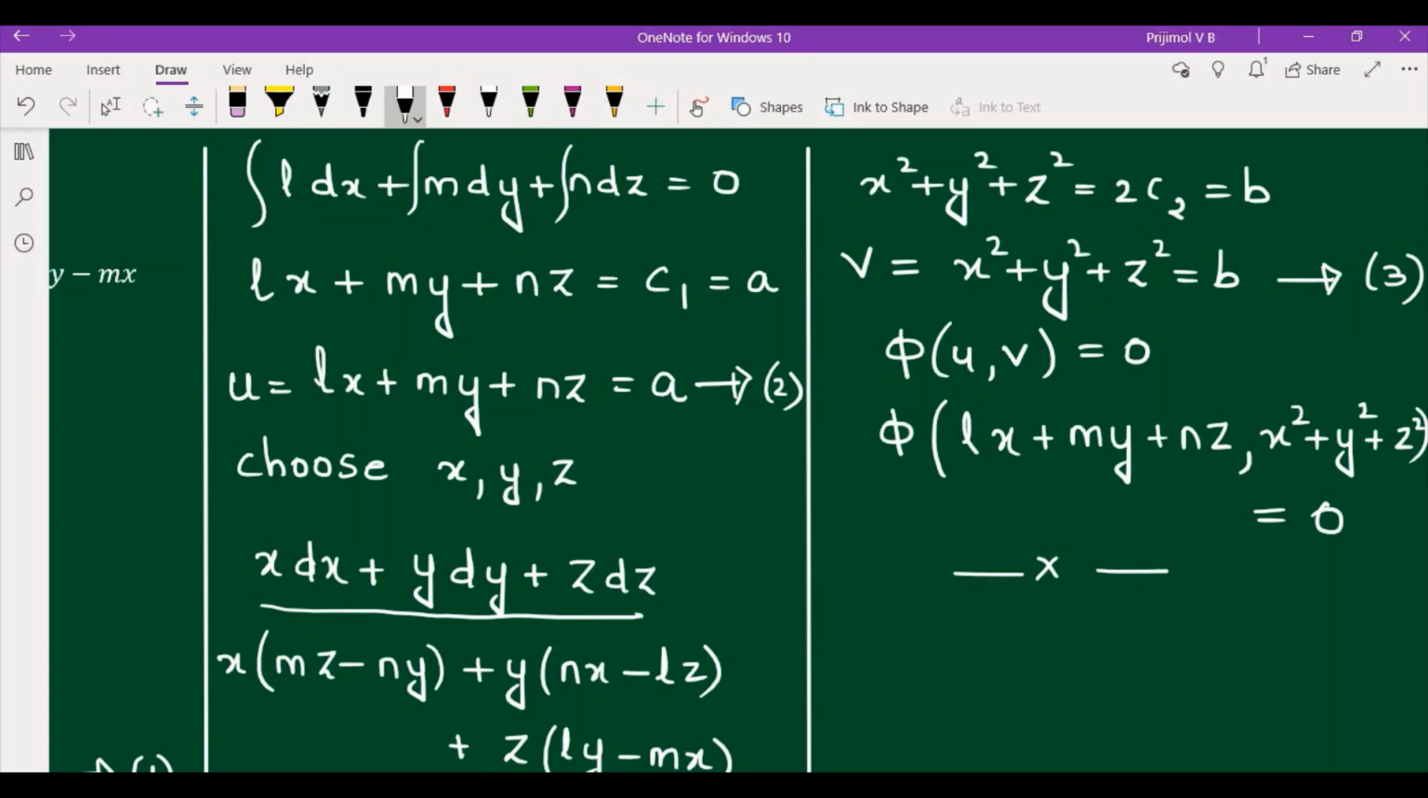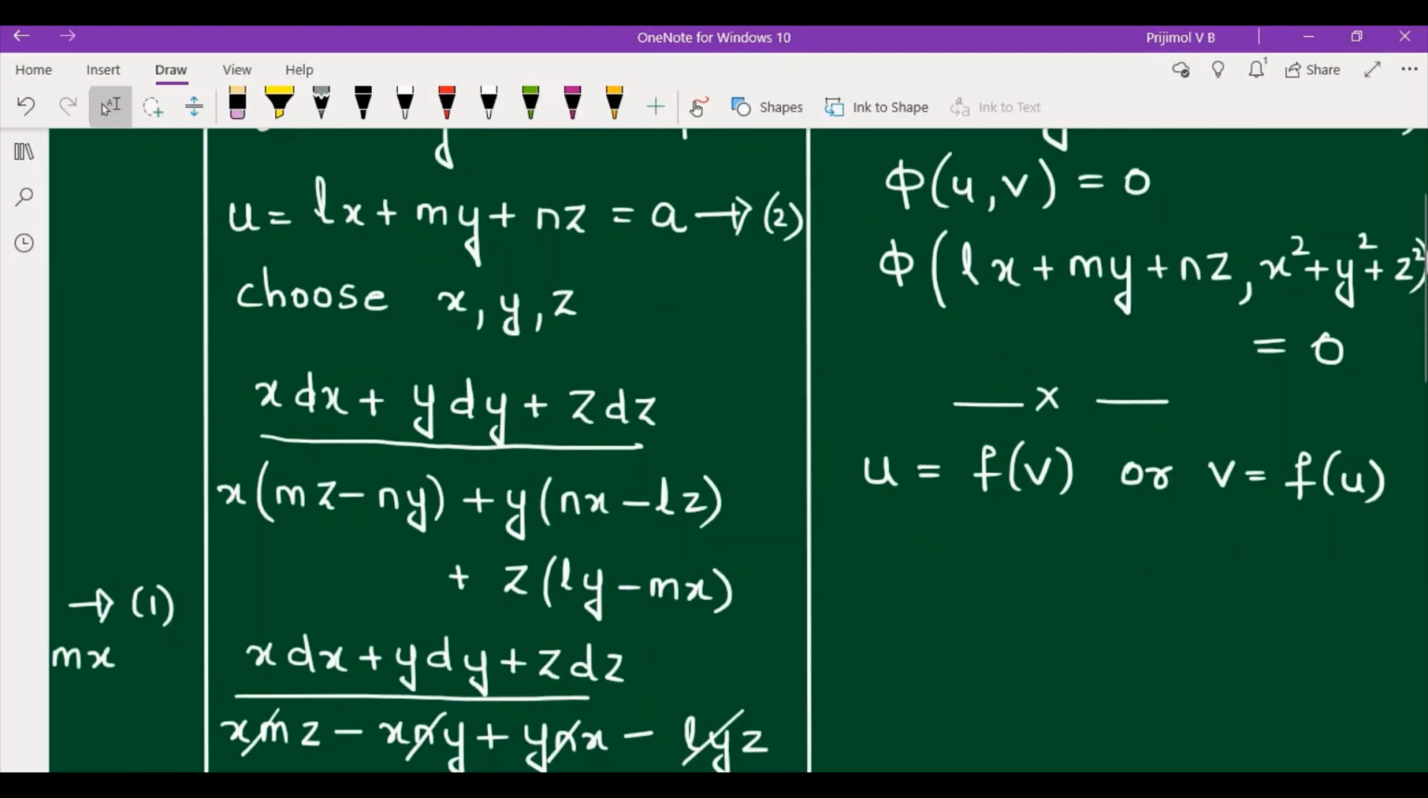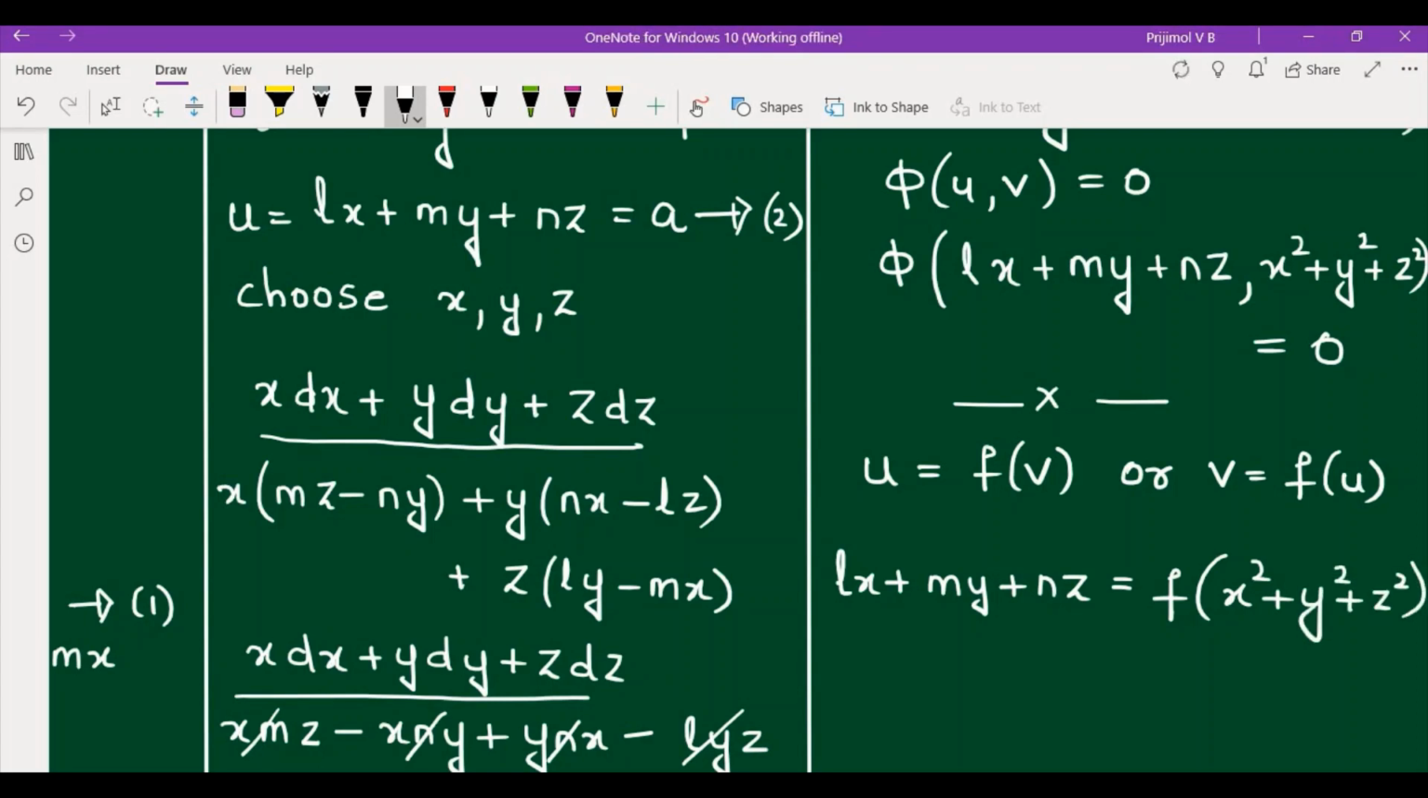Either you can write in this manner, or you can write u is equal to f of v, or v is equal to f of u. You can write in any manner you prefer, but we have an arbitrary function for that solution, that is lx plus my plus nz is a function of x square plus y square plus z square. You can write either in this way or in this way. Both are one and the same.